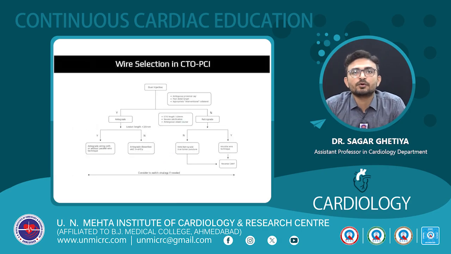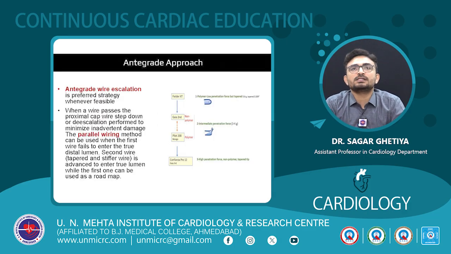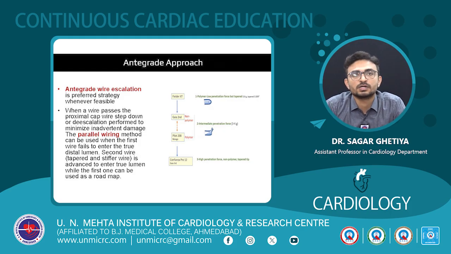Wire selection in CTO PCI. First we will define the coronary anatomy with dual injection. Then we will decide whether to select the anterograde approach or the retrograde approach. Then according to the approach, we will select the guide wire. In the anterograde approach, the anterograde wire escalation strategy is most commonly used. And sometimes when the first guide wire enters the false lumen, we can also select the parallel wiring technique.